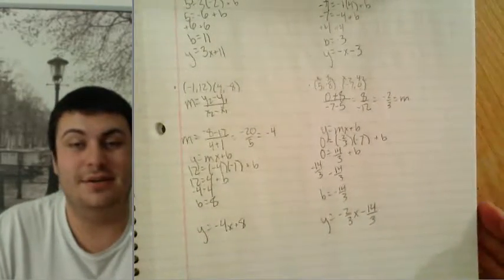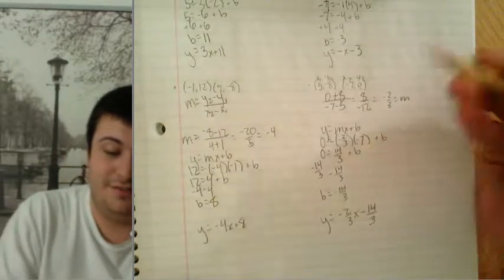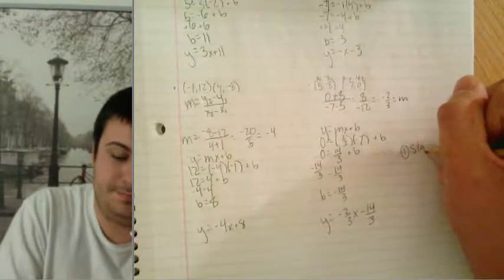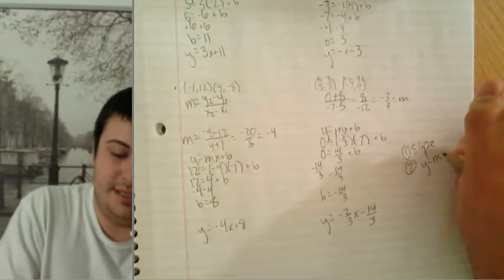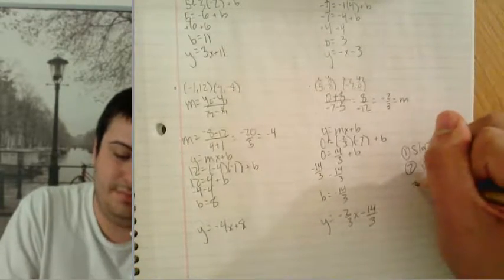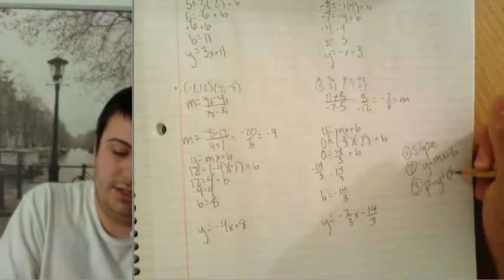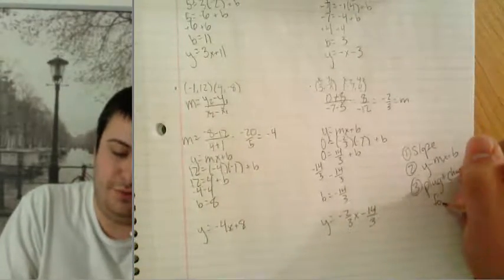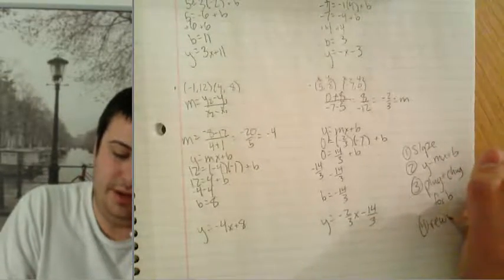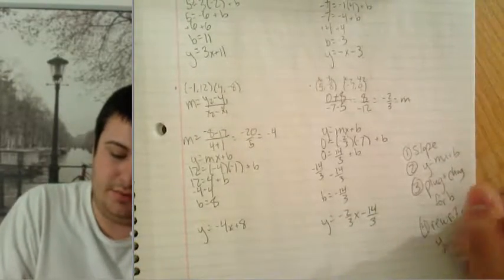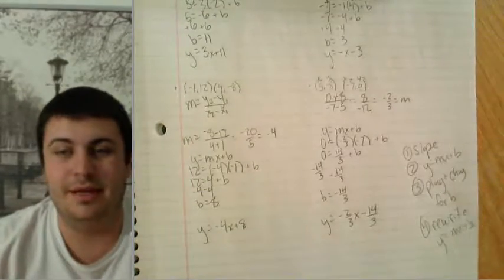And there is my equation in slope-intercept form given 2 points. First you find the slope. Then you take y equals mx plus b, plug and chug for b, and then we rewrite y equals mx plus b with our new m and our new b.